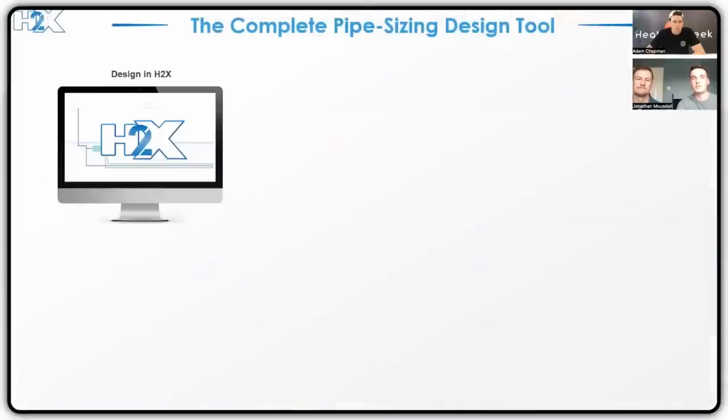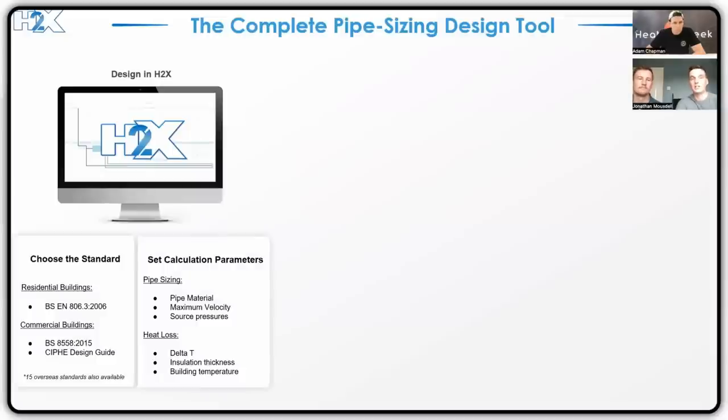So you would create a project in the software, and then you set your calculation parameters. H2X will do the calculations based on your layout, and you just have to set up parameters beforehand. From there, you just mark up the system in the software. Jonathan will show you how to do that soon.